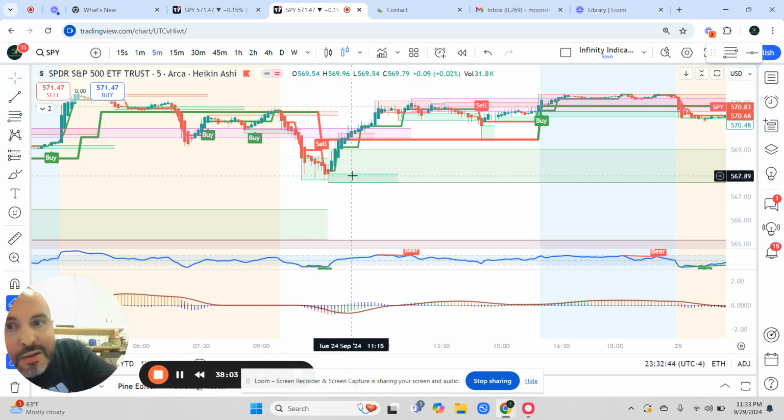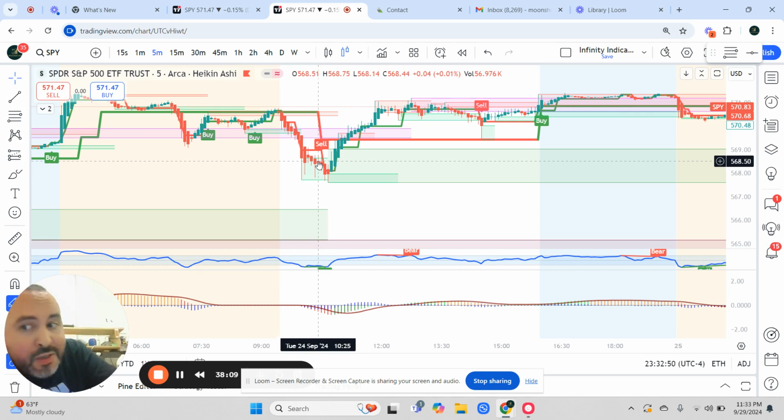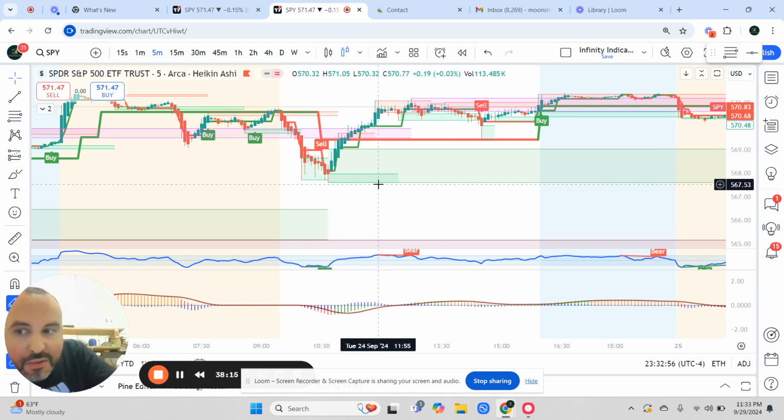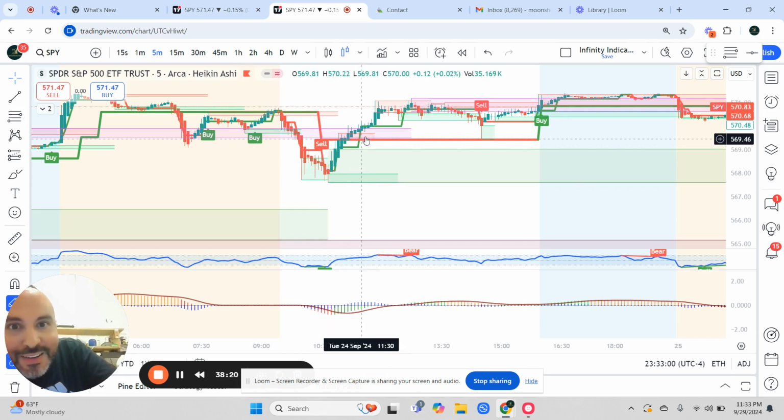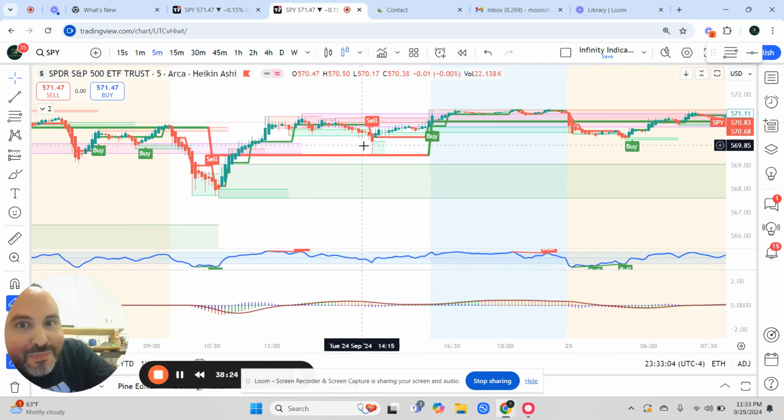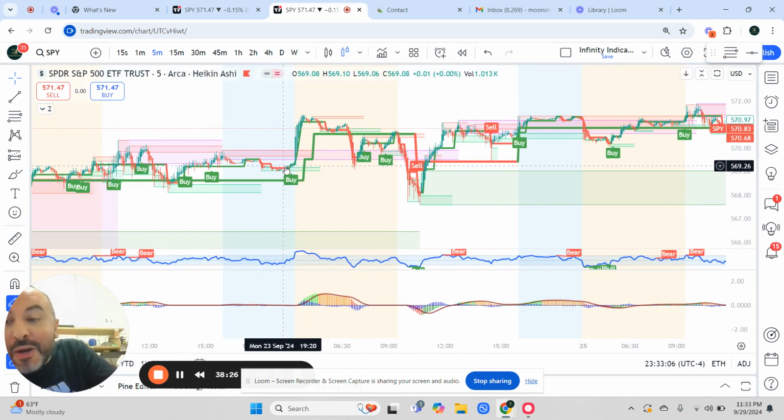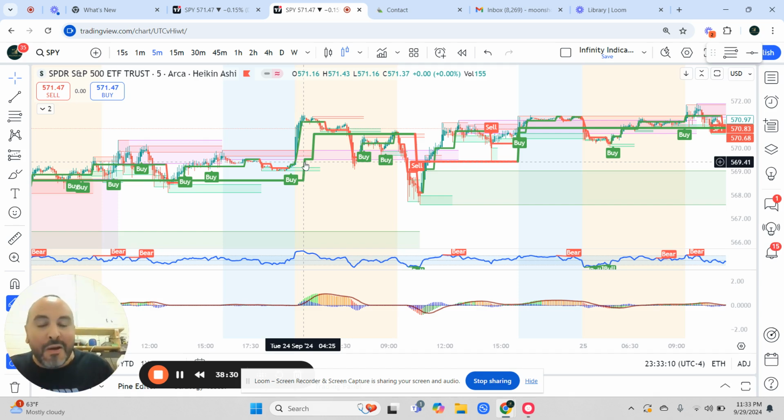But that being said, again, we were at support. So to take 15, 20, 25% here while you're at support, that's a smart thing to do because we then rocketed back up. Anyways, that's what I suggest as a secondary indicator right now.